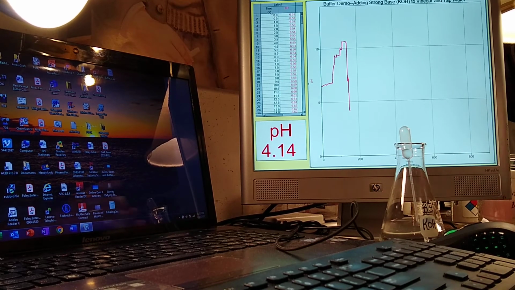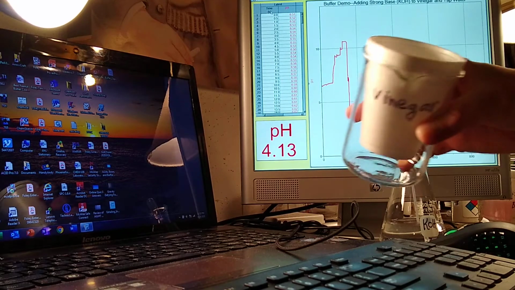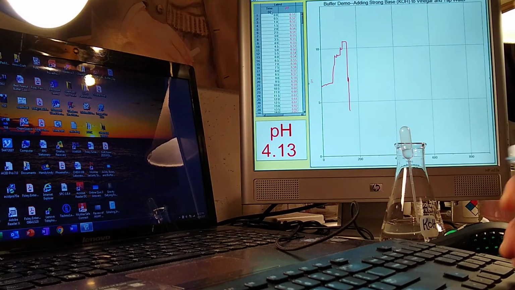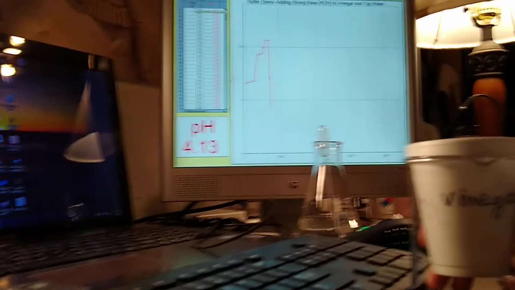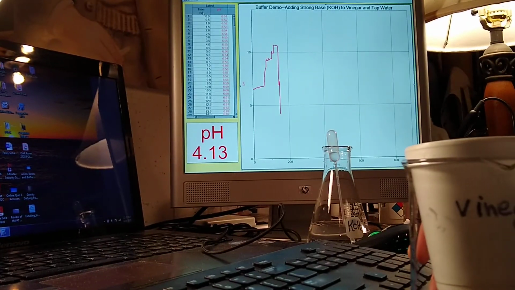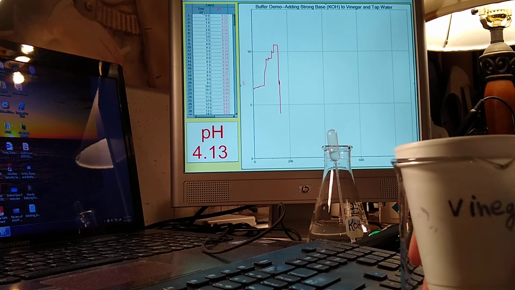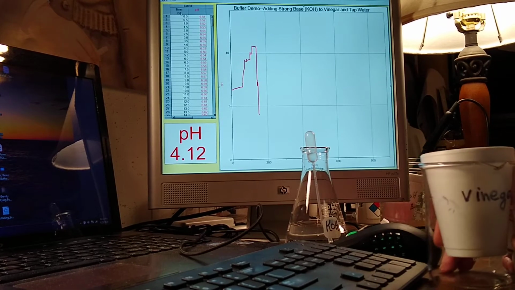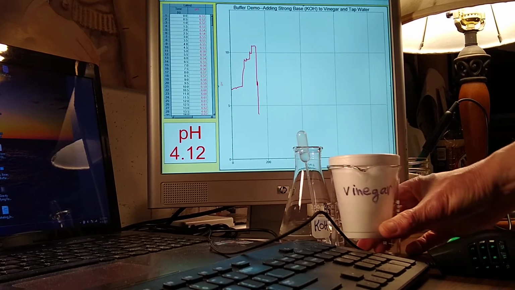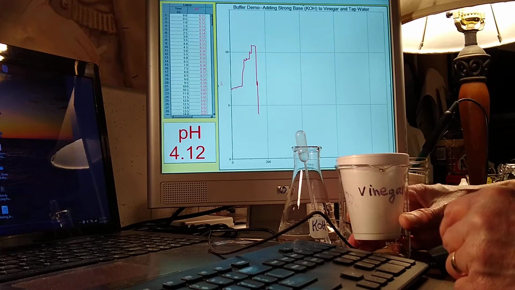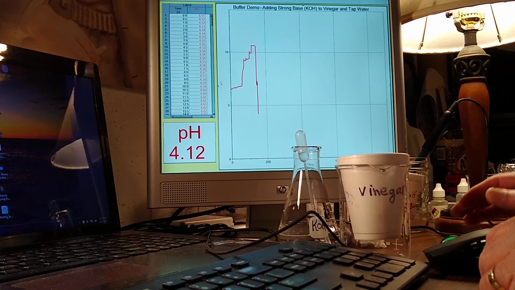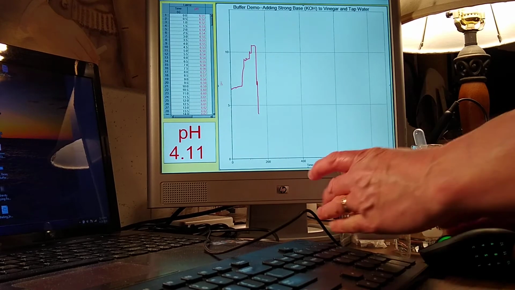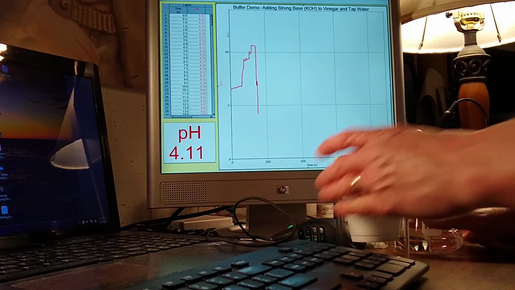So now what I have is just about 50 milliliters of pure vinegar right out of the bottle. I'll move it over here a little bit so you can see what I'm doing. I think you can see that here. Good. It doesn't matter, I guess. So what I'll do is add my KOH to the vinegar.